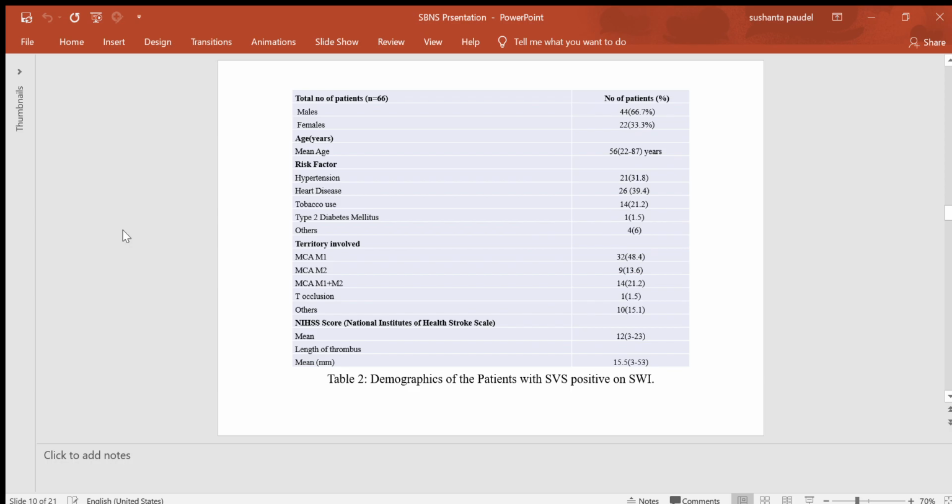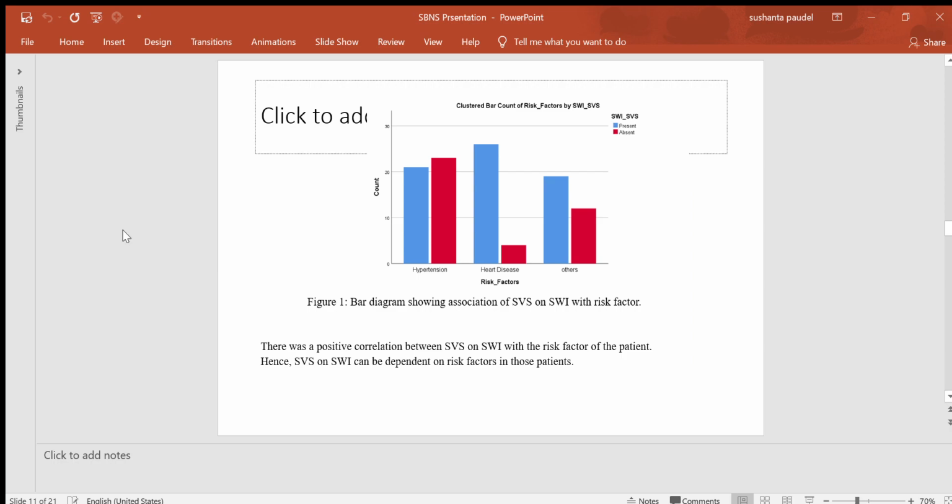This is the result of the patients which had positive SVS and SWI sequencing, and this shows the bar diagram of association of SVS and the SWI with the risk factor. We can conclude that the SVS and the SWI are associated with the risk factor.